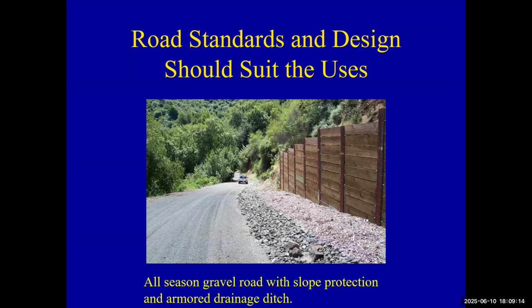Okay, so road standards and the design should suit the uses, and this particular road that we're looking at here is in San Mateo County. So this is an all-season gravel road with slope protection. That's what that wall is for, and an armored drainage ditch. Just this last weekend, I went over on Highway 92. I don't know when the last time you went over Highway 92 to Half Moon Bay was, but they've done incredible work on slope protection over there in terms of installing walls. It's pretty crazy.